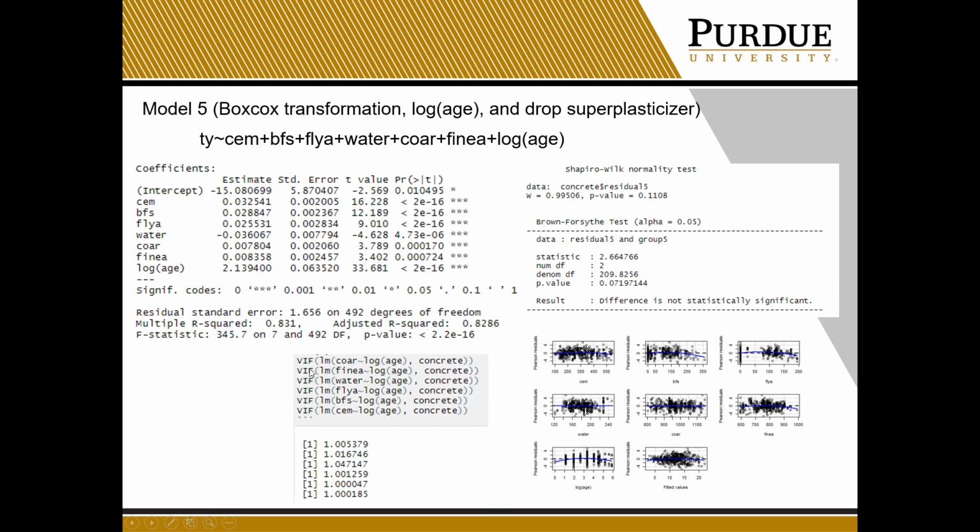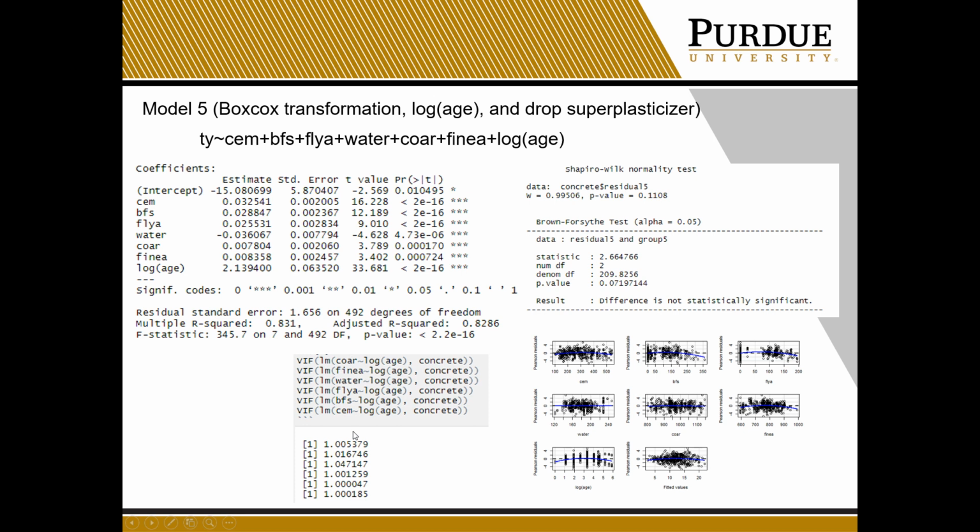Then move on to the last model. Due to the non-normality problem and the age residual problem and the best subset analysis, I decided to do a Box-Cox transformation on Y and log age and drop the superplasticizer. Based on the summary outputs, we see that right now all variables are significant at 0.001 level. And then by looking at the assumption check, we see that we solved the normality problem and we have equal constants. We're good with the assumptions.